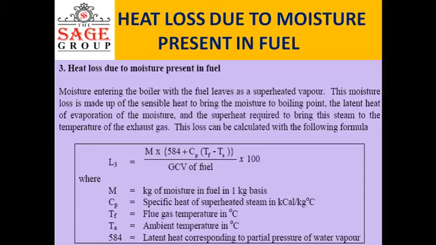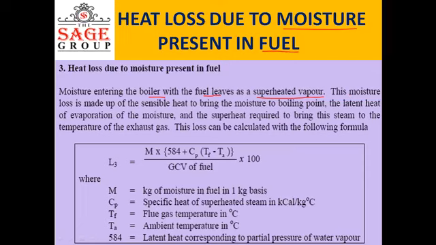Next, the next loss is heat loss due to moisture present in fuel. If moisture is present in fuel, then this moisture entering the boiler with the fuel leaves as superheated vapor. So if the fuel is moist, or not completely dry, then it has some moisture or water in it, and when this fuel burns, the water will be converted to steam, and then it will form superheated steam.